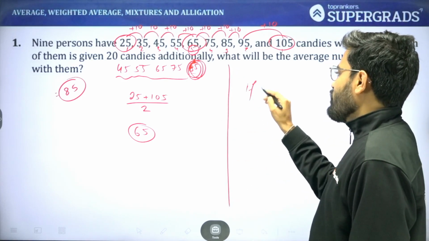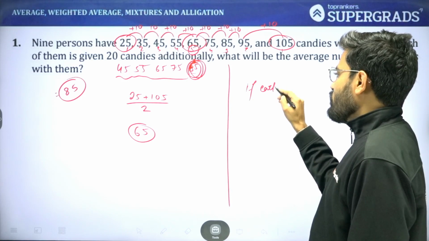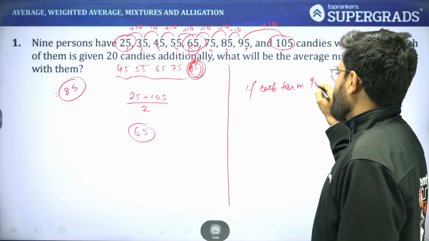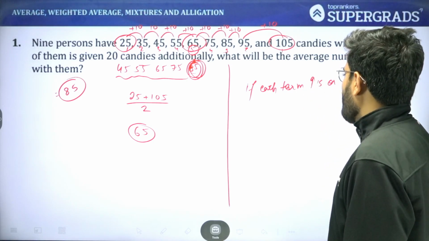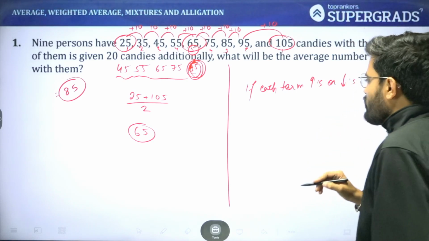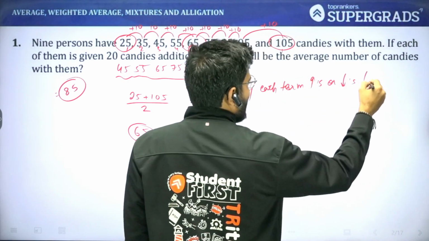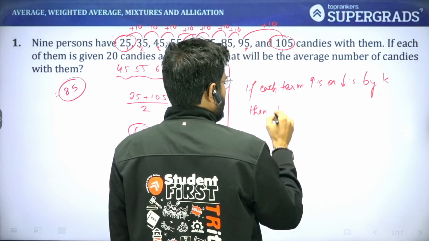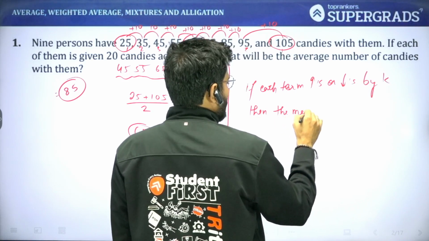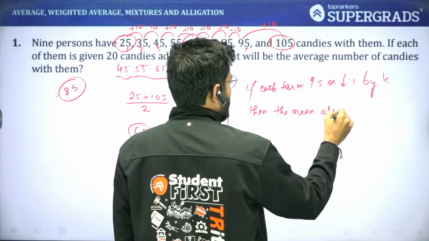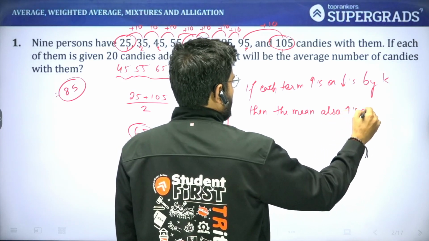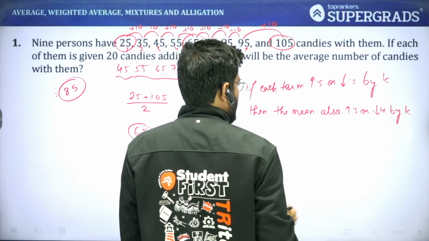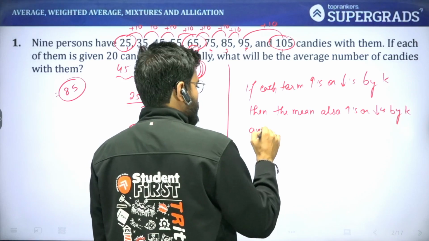If each term increases or decreases by k, then the mean also increases or decreases by k, and vice versa.